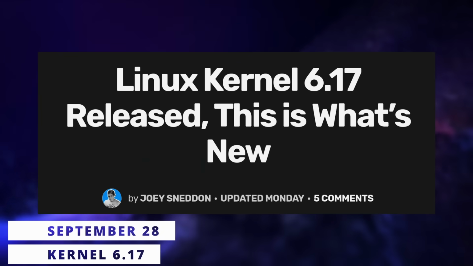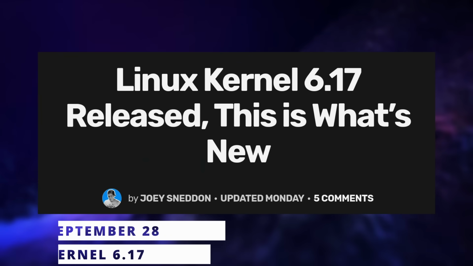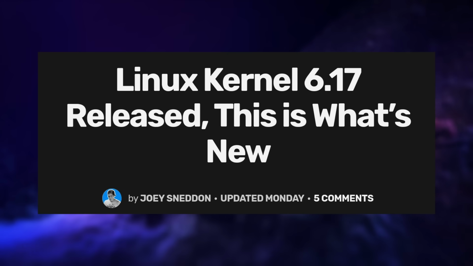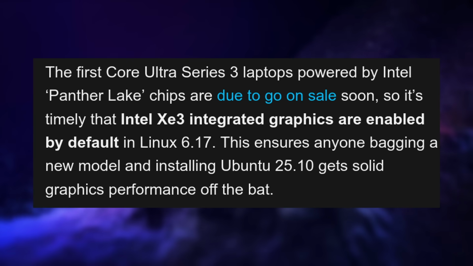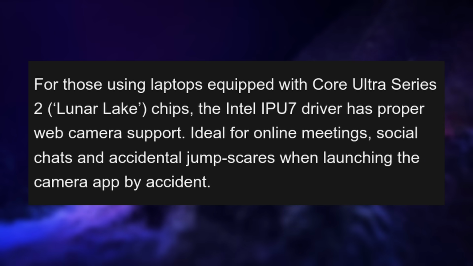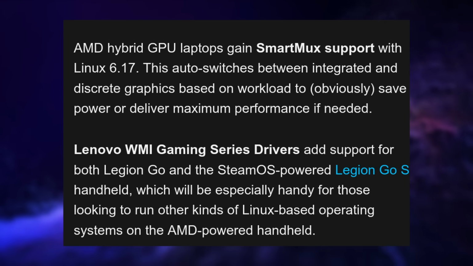Now this week, the kernel 6.17 was released as well. It seems like a refinement and hardware support kind of update this time around, but there are some big performance improvements as well. First, there's enablement for the Intel Xe3 graphics that are starting to crop up in Intel-powered laptops. There is proper webcam support for Lunar Lake laptops, and more importantly, Smart Mux support for AMD hybrid GPUs, meaning that technically those systems with an AMD GPU and an integrated GPU as well should be able to automatically switch to the discrete GPU when running intensive apps or workloads. I was pretty sure that this already existed, but apparently not.